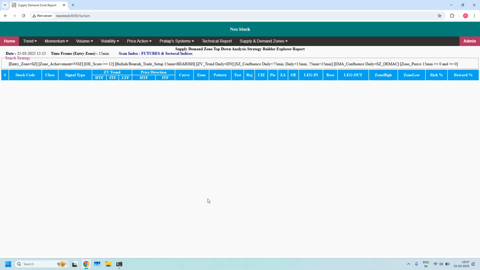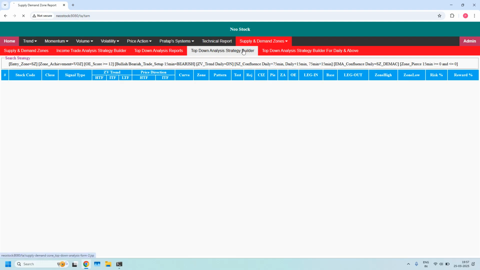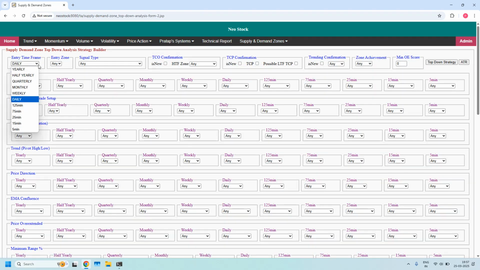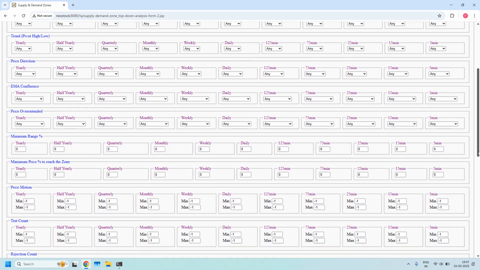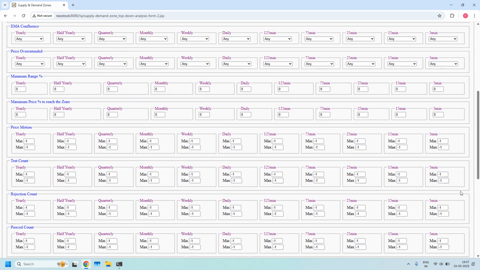Next, we will look into hourly income trade supported stocks. First, bullish trade setup for hourly income trade. Entry time frame is 5 minutes. Entry zone is a demand zone. In bullish or bearish trade setup at 5 minutes, I am selecting bullish. And zone achievement, violated opposing zone. Minimum odd enhancers score 12. And all the 3 filters and one more filter we have to set. 5 minutes demand zone should not be pierced. So in the pierced count at 5 minutes time frame, minimum value 0, maximum value 0.